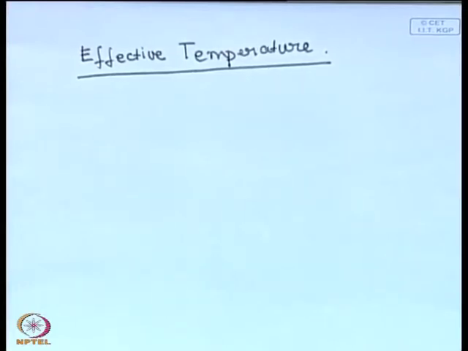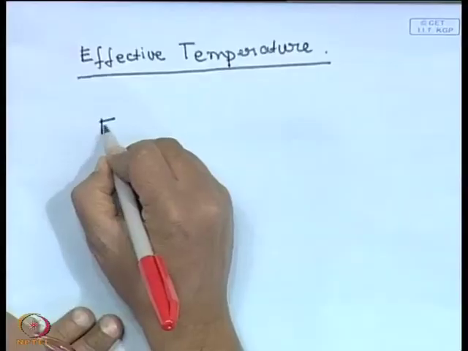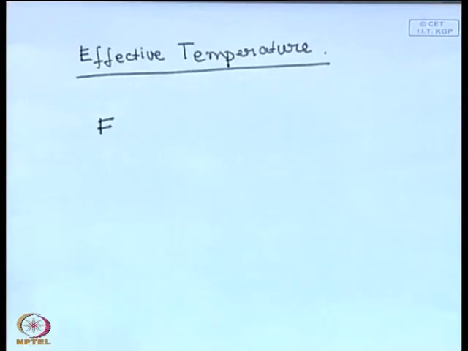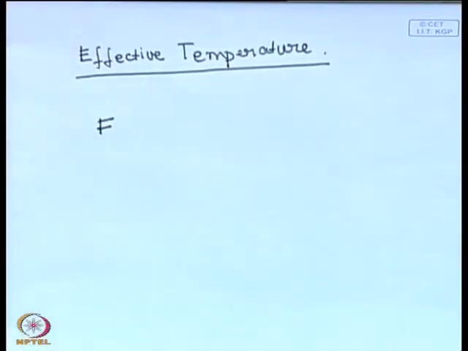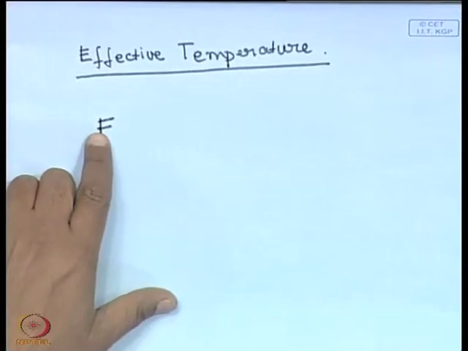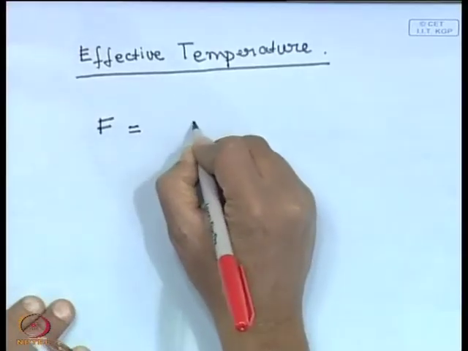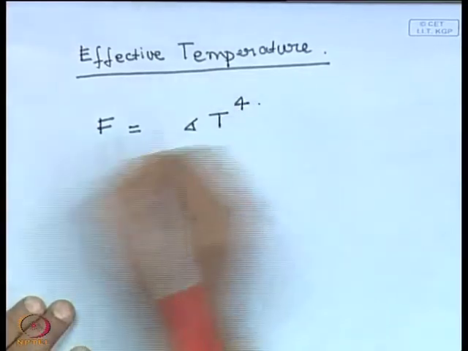So, suppose I have a source for which I can measure the total flux that is being emitted. If I can measure the total flux being emitted from the surface of the source, integrated over all frequencies, this is the flux emitted per area of that source, and we know that if it is a black body, this will be sigma T to the power 4.